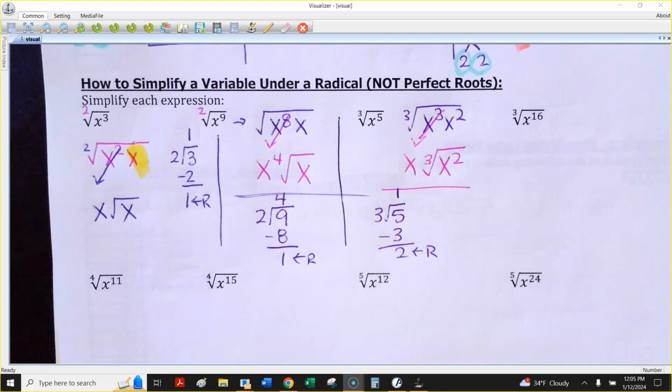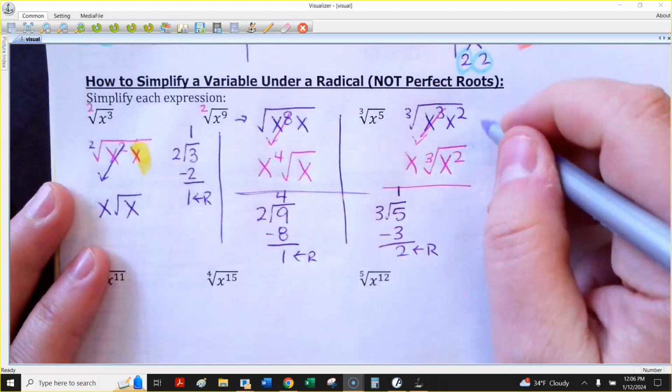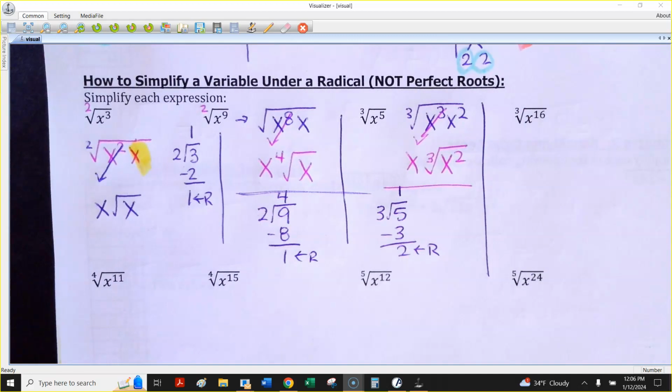Do you guys have a preference? Do you want to break it apart, or do you want to do the division, or it doesn't matter? Break it apart? Honestly, I like to break it apart. I think it's a little bit faster. You've got to think about it for a second, though.